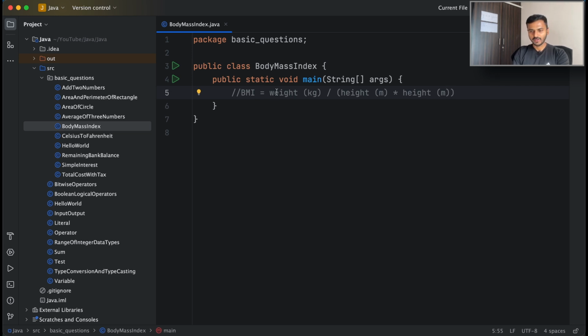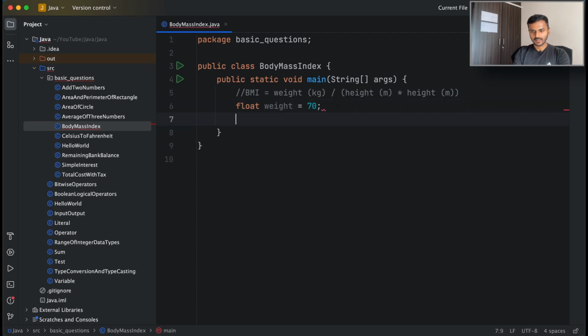So what do we need to find BMI? We need two things: the weight and the height. So let's take weight first. Let me put 70, and then let's put height. Height should be in meters, so we'll say float height is equal to, let's say, 1.7 meters tall.